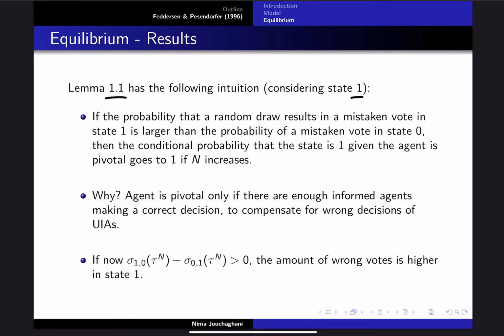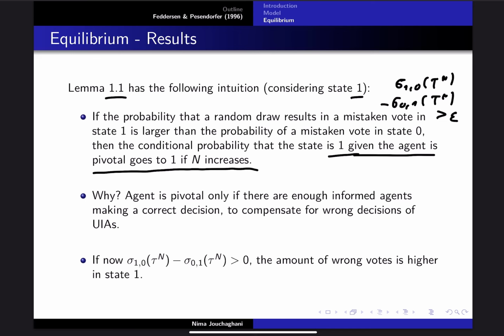From the perspective of state 1, if the probability that a random draw results in a mistaken vote in state 1 is larger than the probability of a mistaken vote in state 0, which is basically what I told you before, so sigma 1,0 of tau n minus sigma 0,1 of tau n, if this is strictly larger than some strictly positive number, then the conditional probability that the state is 1, given that the agent is pivotal, goes to 1 as capital N increases.